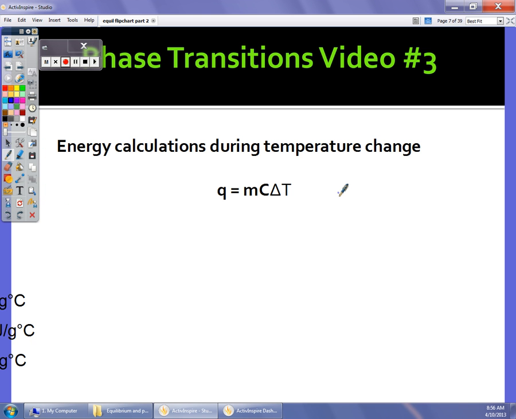As stated, there's two types of energy calculations we're going to do. One is with the temperature change. The formula for this is Q equals mc delta T. Now, what do these letters mean? Q is your heat. The answer is going to end up being in joules when you are done. M is the mass. Delta T here means the change in temperature.